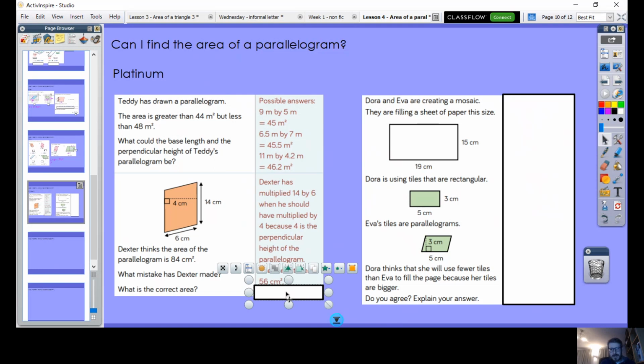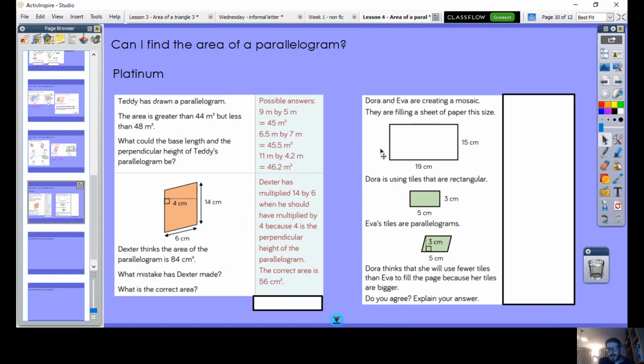Dexter has multiplied 14 by 6 when he should have multiplied by 4, because 4 is the perpendicular height of the parallelogram. So the correct answer is 56 centimeters squared. So he didn't calculate by the perpendicular height. He calculated by this length here. Over to the final one.